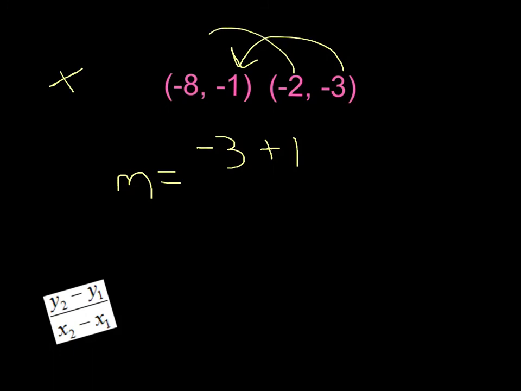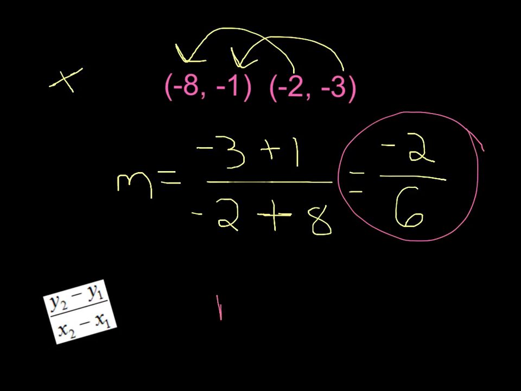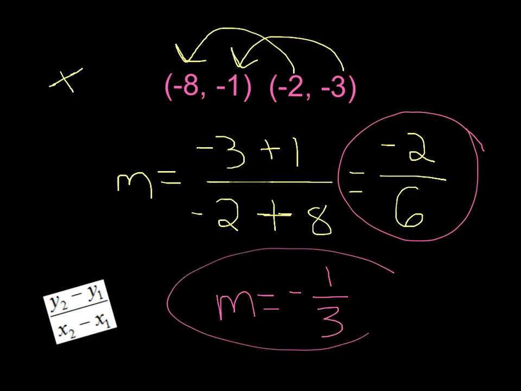And then negative 2 minus negative 8. Negative 2, instead of thinking minus negative, I just make it plus 8. And negative 3 plus 1 is negative 2. And then negative 2 plus 8 is 6. But your slope always has to be simplified, and that simplifies to negative 1/3.